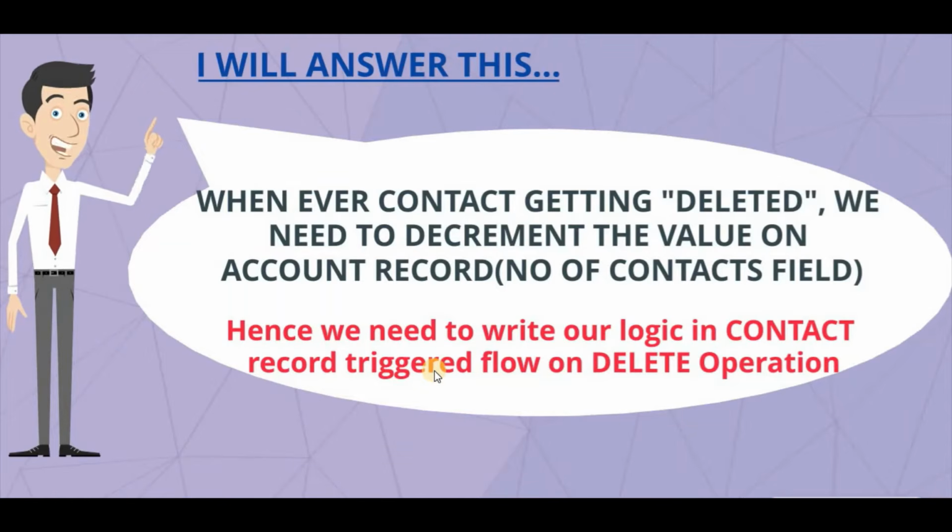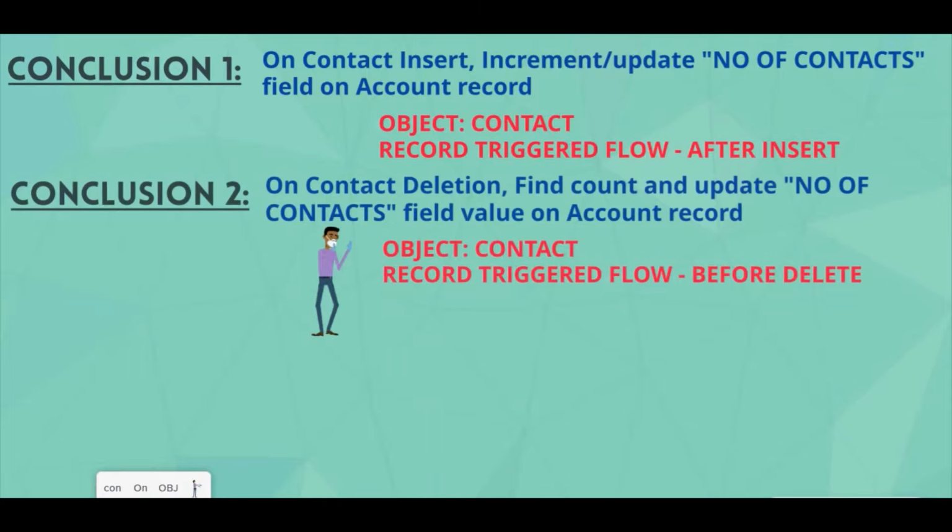I will answer this. Whenever contact is getting deleted, we need to decrement the value on account record, which is on number of contacts field. Hence, we need to write our logic in contact record flow on delete operation. That's right, because whenever contact is deleted, so on contact, we need to write our logic on delete operation to update the number of contacts field on account record.